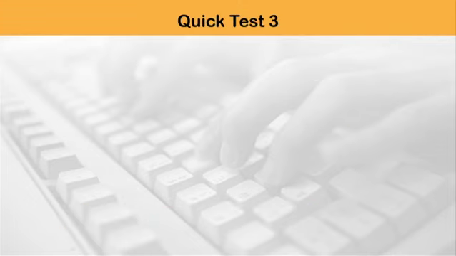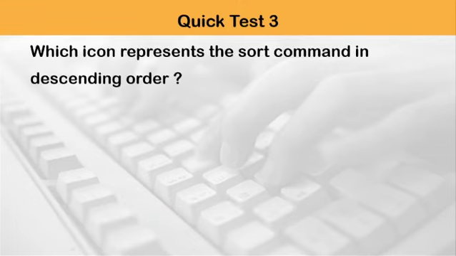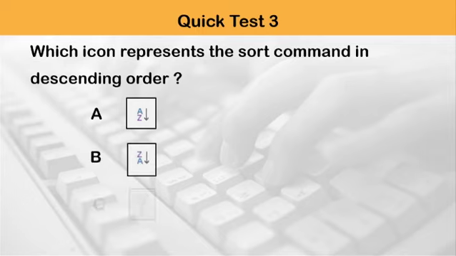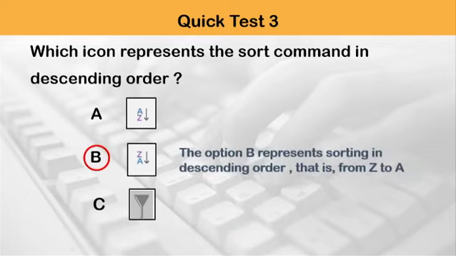Next question. Which icon represents the sort command in descending order? Is it A or B or C? The answer is B, as option B represents sorting in descending order, that is from Z to A.